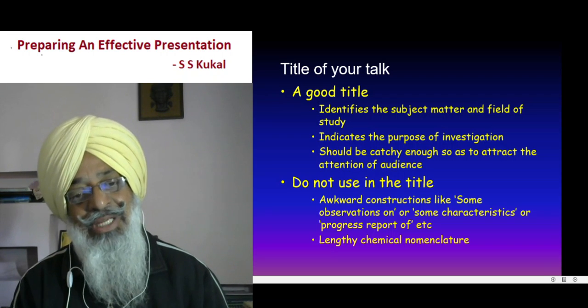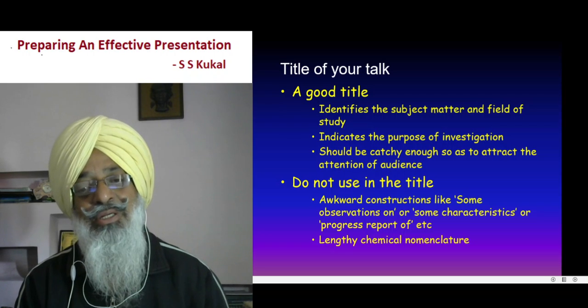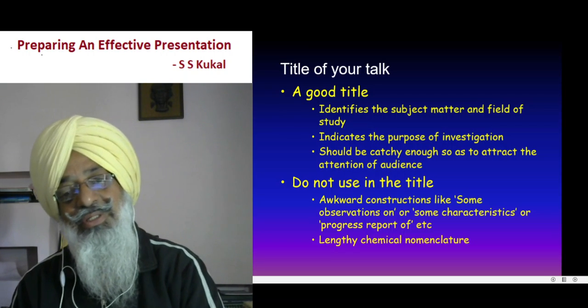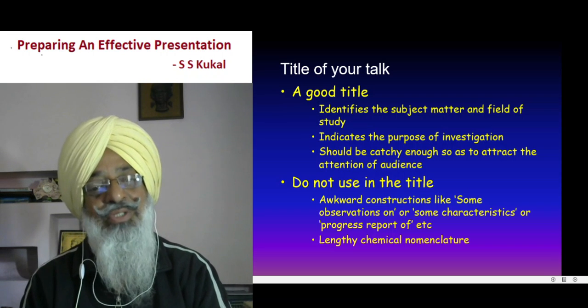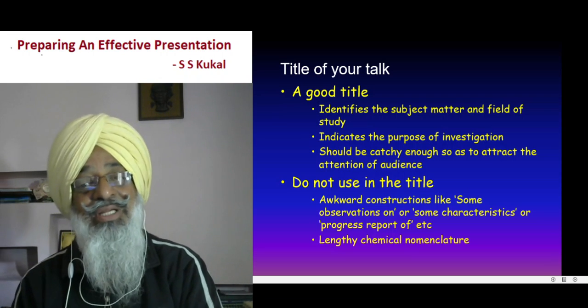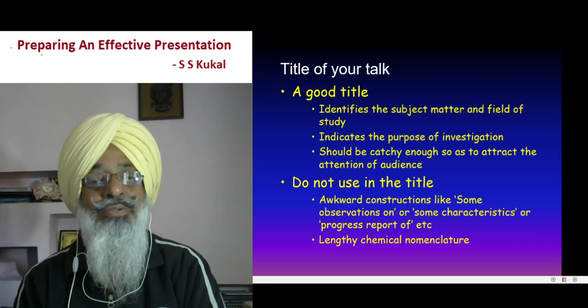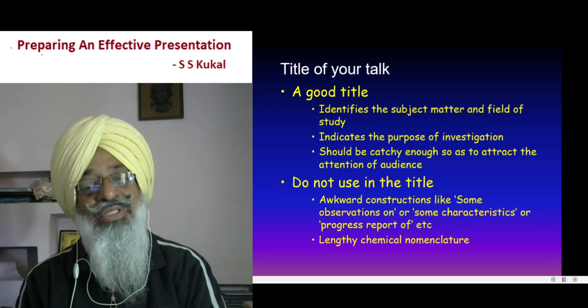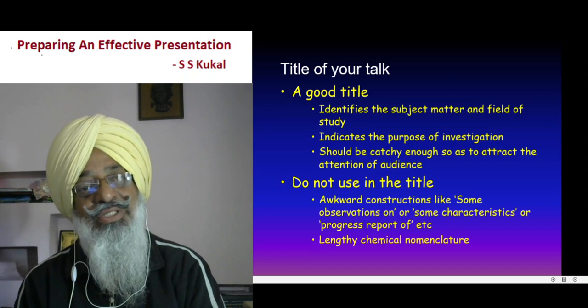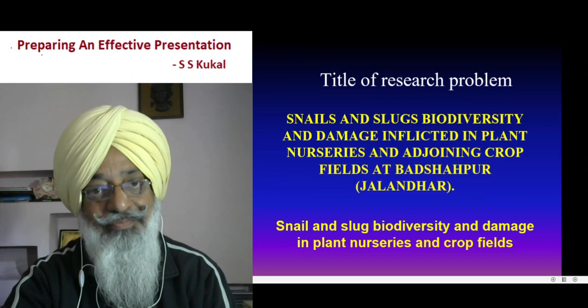At the same time, there should not be lengthy chemical nomenclature either, because all the people in the audience may not be familiar with the chemical nomenclature or unfamiliar abbreviations. So it is always better to avoid such abbreviations or lengthy chemical nomenclature in your title.